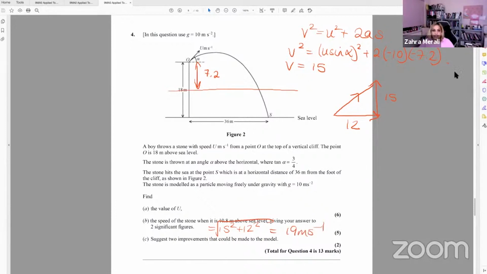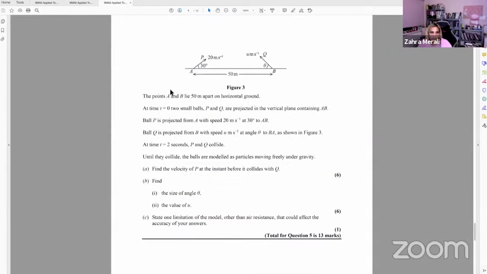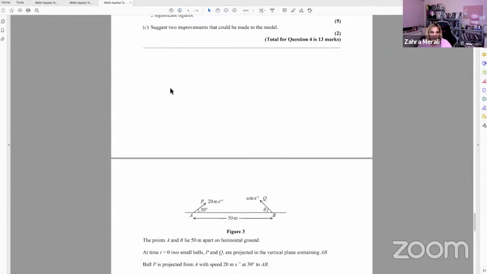So suggest two improvements. Use air resistance, consider the dimensions of the stone, the shape of the stone, the same as before. Okay. Question 5. Right, 5.